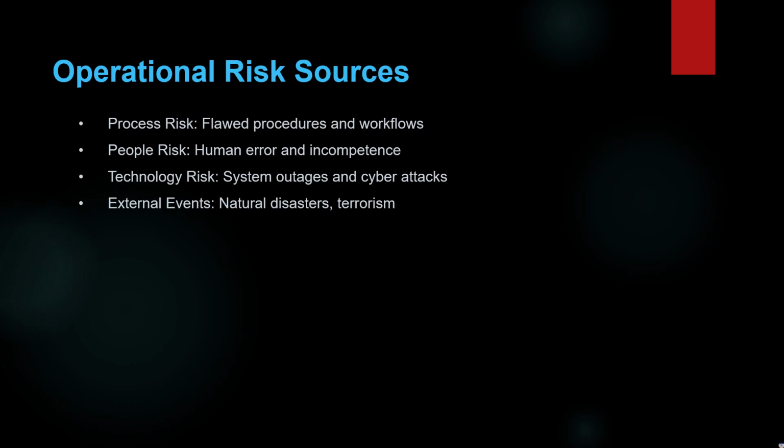Let's break down operational risk further into its four main sources. Understanding this taxonomy is important for the exam. Process risk arises from flawed procedures and workflows. Maybe your reconciliation process has gaps that allow errors to go undetected. Perhaps approval procedures are improperly designed, enabling a junior employee to execute large trades without proper oversight. These process weaknesses create vulnerabilities.